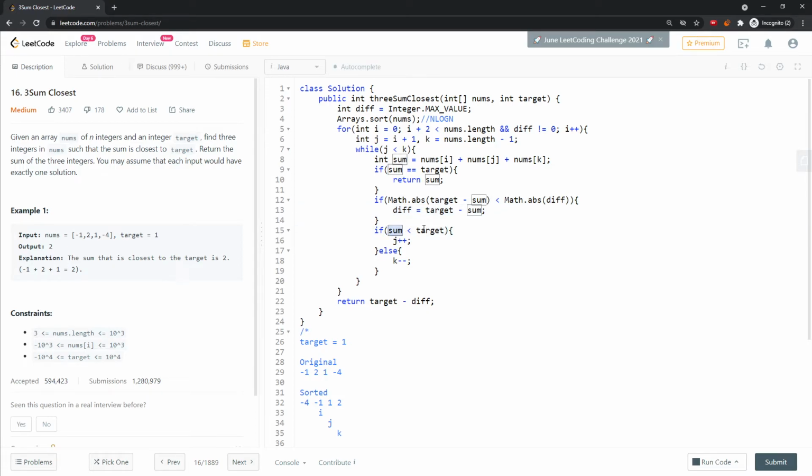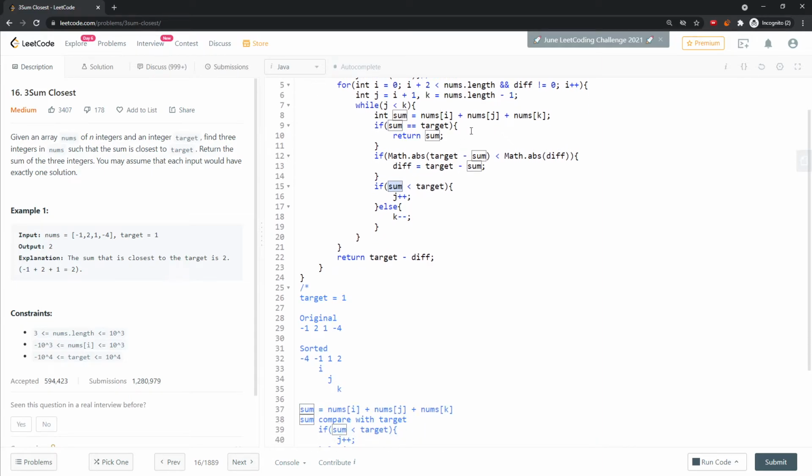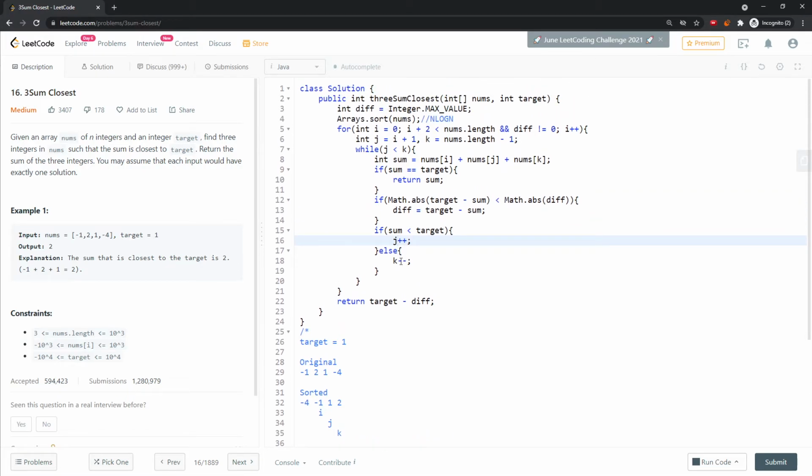And you compare the sum with the target. The sum could be bigger or smaller. If it's too small, if the target is bigger than the sum, you just move the J pointer because we already sorted, right? If the target is too small compared with the sum, you need to decrement the K. After this calculation, you break the loop because J cannot be greater than or equal to K.